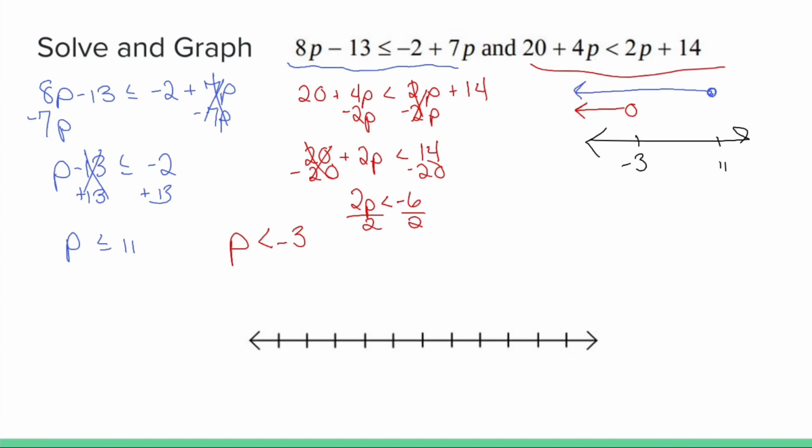Now, what matters here is I care about where both lines intersect each other because this is an and statement. So that happens at -3, but not including -3. So from here on to the left, both of these lines cover each other. But since -3 is not included here, I'm not going to include -3 in my final answer. So my answer is going to be -3, not filled in, moving to the left. Like that. All right? So that's what you're looking for with these and statements.